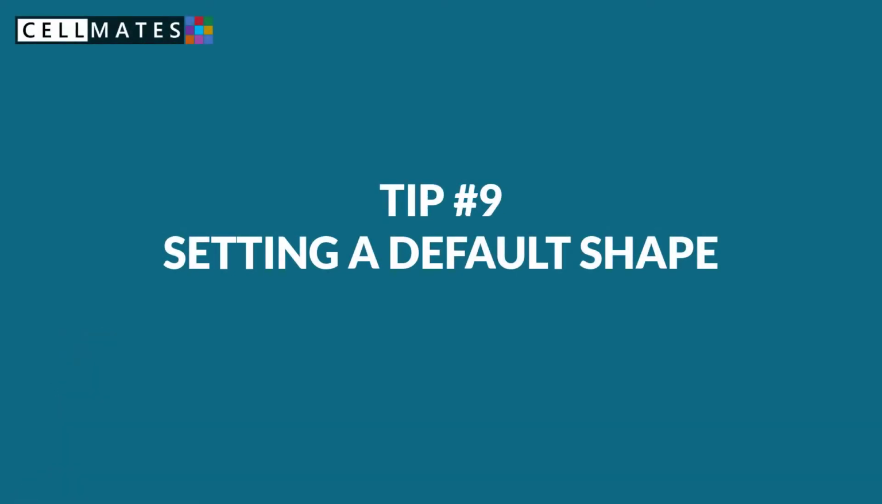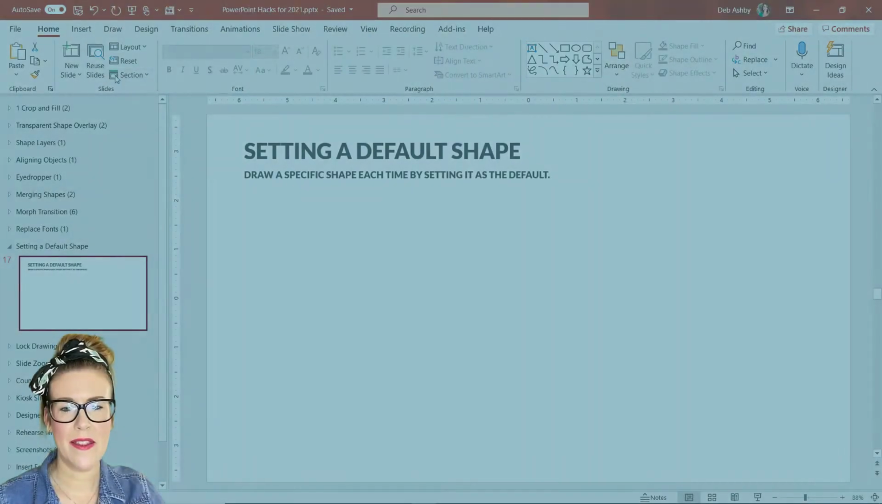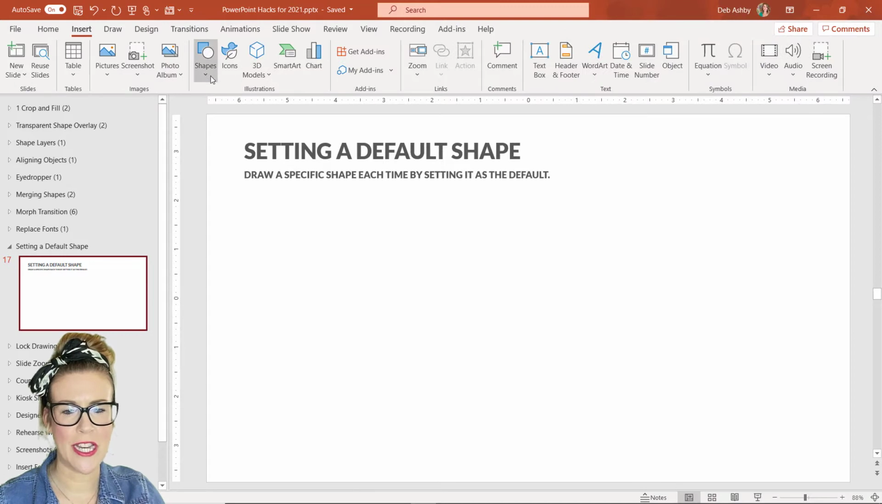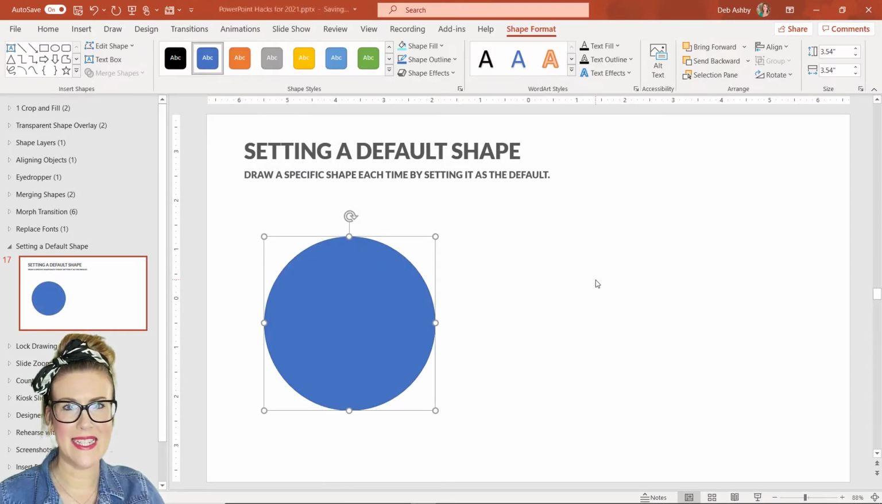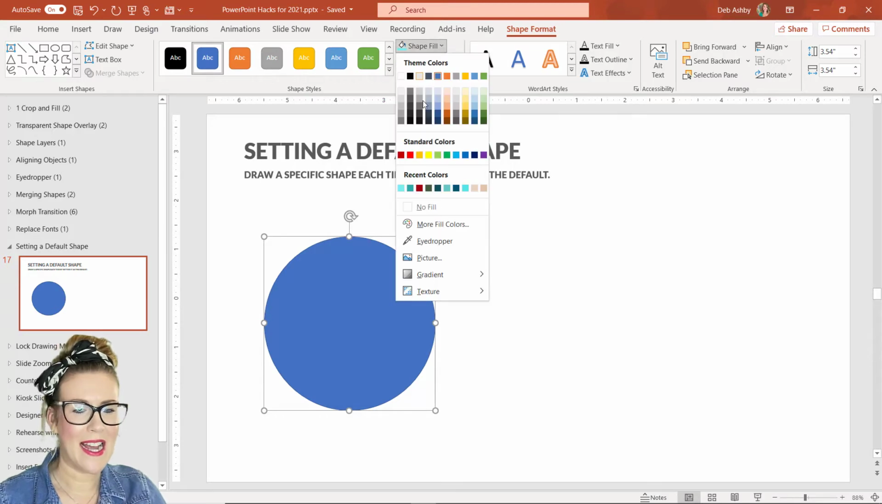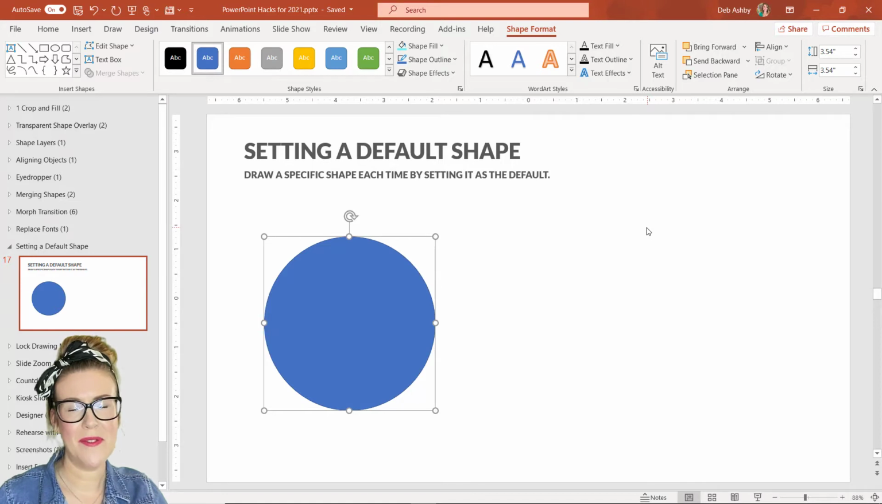Tip number 9, setting a default shape. Another thing you might notice when you draw shapes on your slide is that you will always get the default formatting based off of the template that you're currently using in PowerPoint. So when I draw shapes, they're always this blue color with a very slight border. And usually what I end up doing is going in and changing the fill every single time to something more appropriate. Now you don't need to do that.